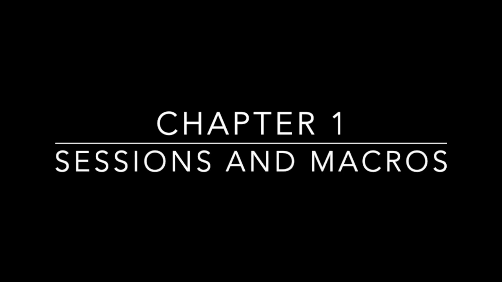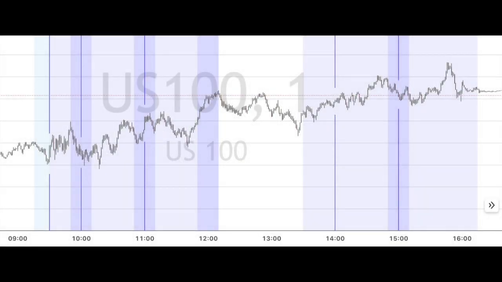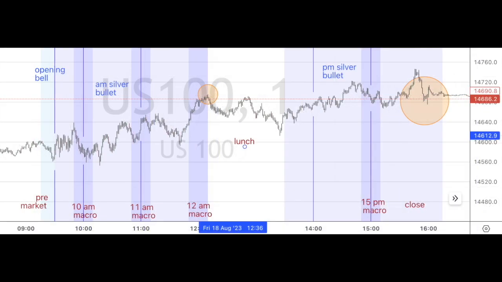Chapter 1. Session times, macros, and silver bullet times. The time component of the New York session is designed to be implemented on 1 minute, but will work on any time frame up to 15 minutes. Here is what is plotted when the Show Session Times option is on. And here is the same chart with timing spelled out. To keep the chart clean, the vertical lines do not cover the candles once price reaches them.